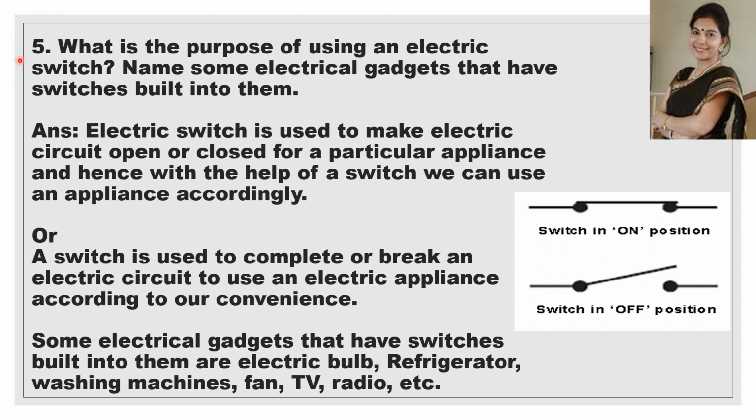Now, the next question is: what is the purpose of using an electrical switch? And you have to name some electrical gadgets that have switches built into them. So what does an electric switch do? An electric switch is used to make an electric circuit open or close for a particular appliance, and hence with the help of a switch we can use an appliance accordingly.